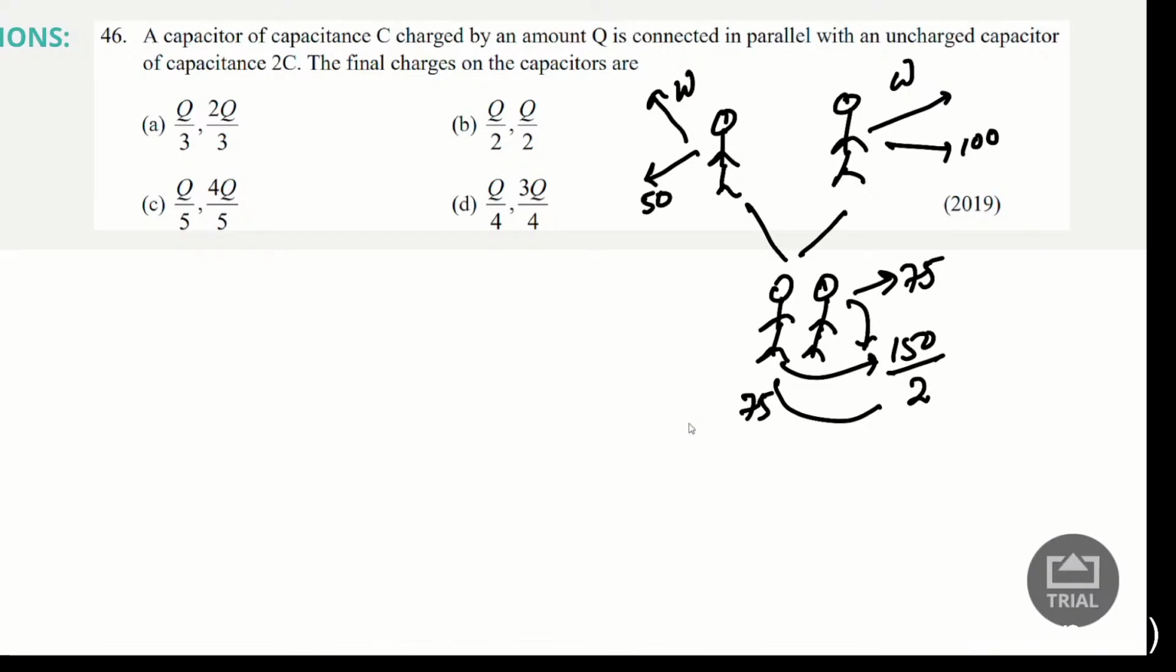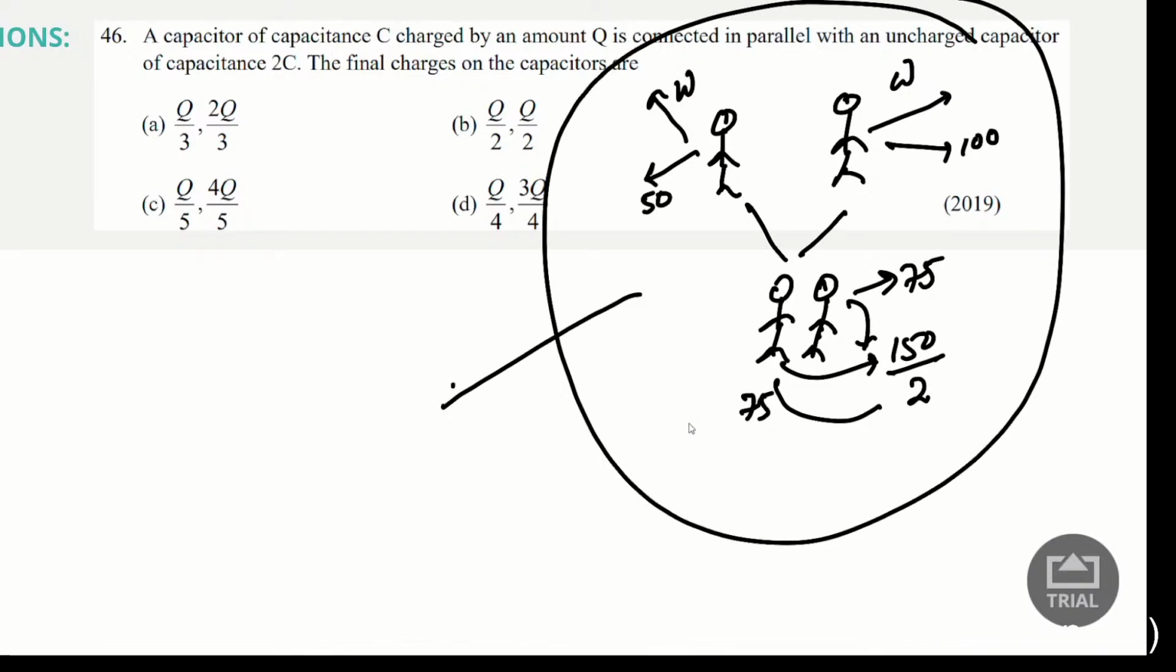So what is this method called? What is it called? Common potential. Why will it happen?